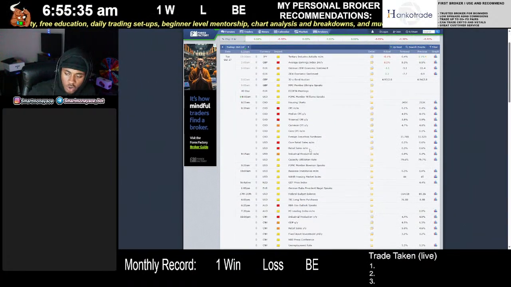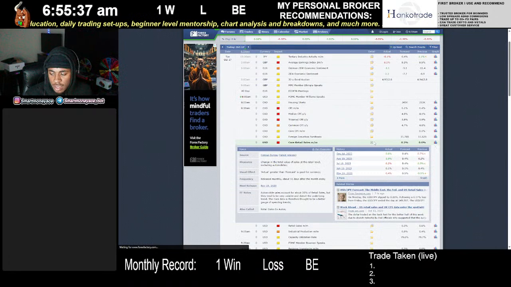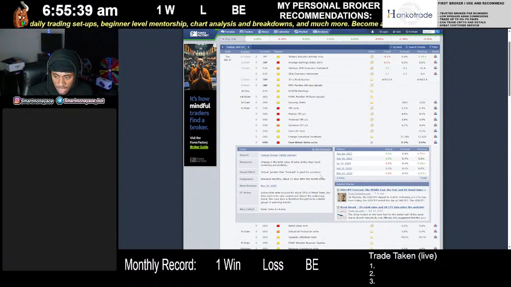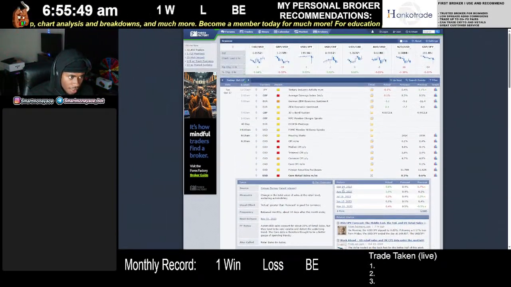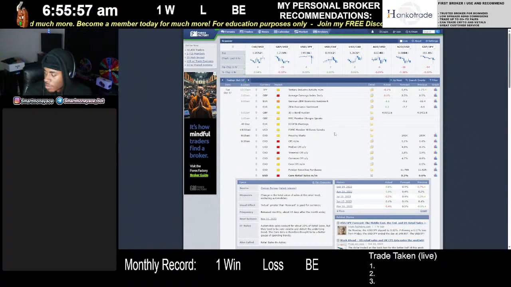And then down here, core retail sales. If you guys don't know what this is, sometimes these folders will give you information. For example, CPI, it tells me why traders care and it gives you more information. Sometimes it won't, but you can honestly just look it up. It's not a crazy Google search. So if you have any confusion on what these folders mean, you just look it up.